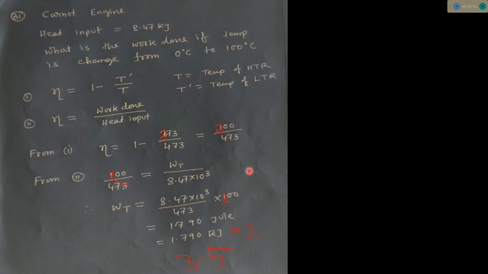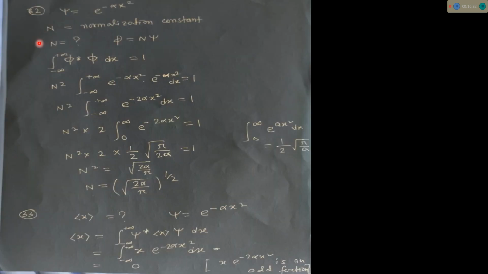So let's move to the next question. This question is from quantum chemistry, just normalization of functions. The function was given, and n is the normalization constant, we have to find the value of n. So if phi is the normalized wave function, then phi is equal to n psi. We know that from minus infinity to plus infinity, phi star phi should be 1. This is the condition of normalization.